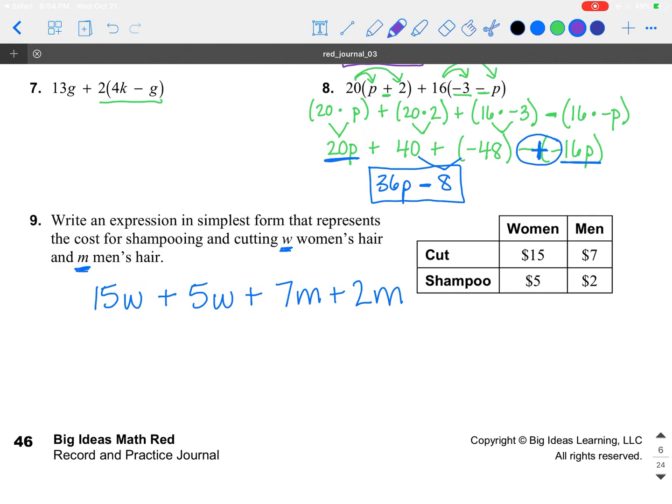And then from there, you're going to combine like terms. So you're going to identify the ones that are like and combine them. And that's why it says in simplest form. So I started that for you, but you have to simplify and combine like terms, please. Okay? All right, good luck on the assignment. You just have those 5 problems.